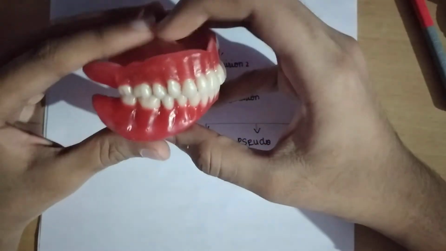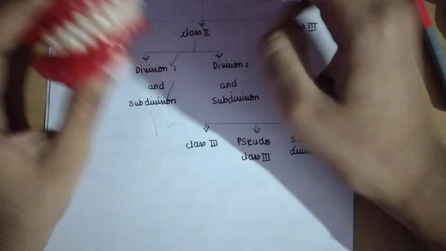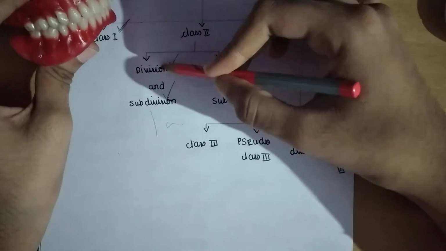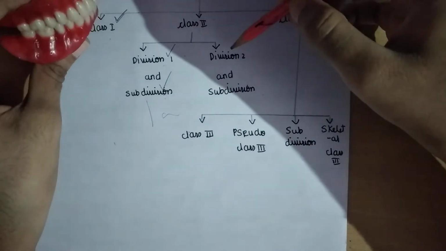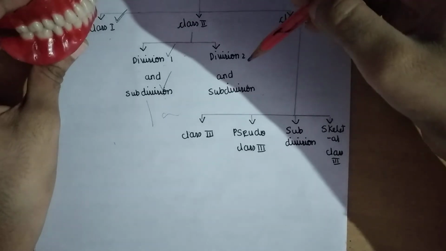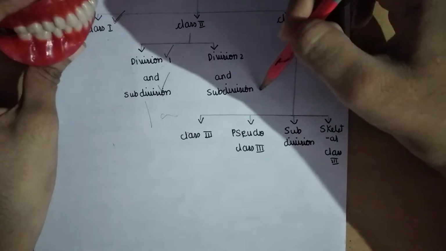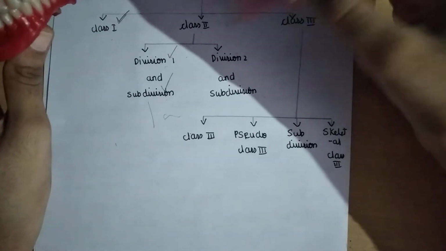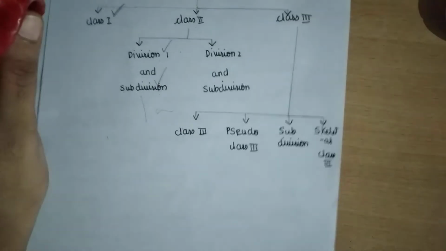So wherever the subdivision is coming, one side will be class 1 and the other side will be whatever class there is. For example, if it is class 2 subdivision 1, it will be like this. Also, for example, class 2 division 2 subdivision, one side will be class 1 and the other side will be class 2 subdivision. Wherever the subdivision is coming, one side will be class 1. So this is how it will be.